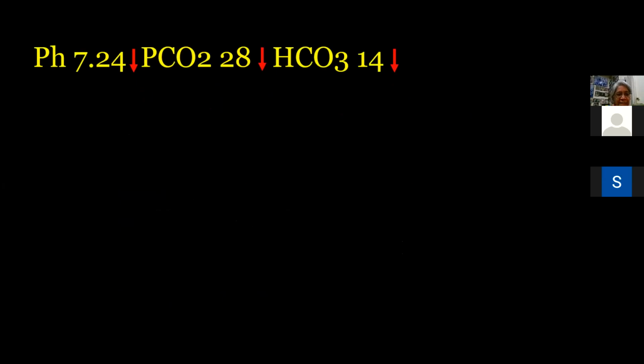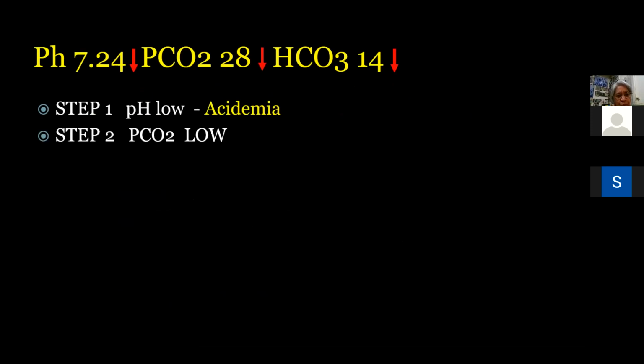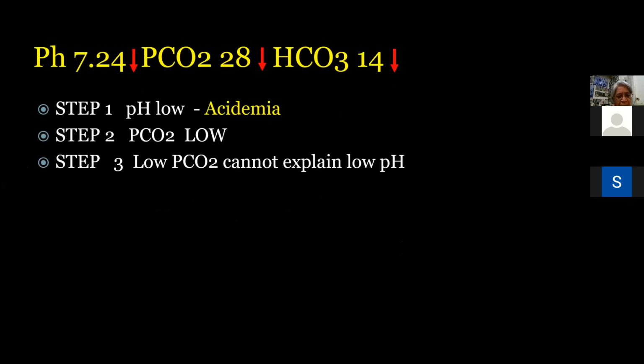Now, second example, you have a pH of 7.24. So you have an acidemia. A PCO2 is low at 28. So a low PCO2 cannot explain a low pH.